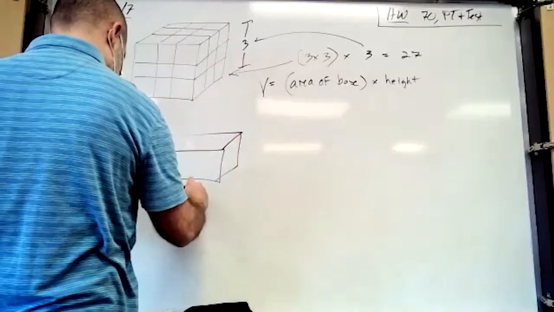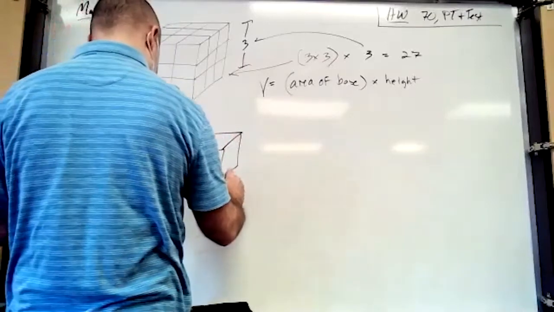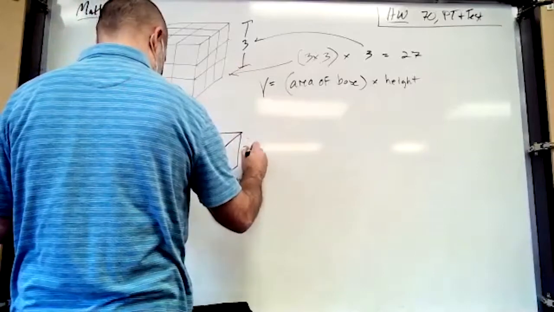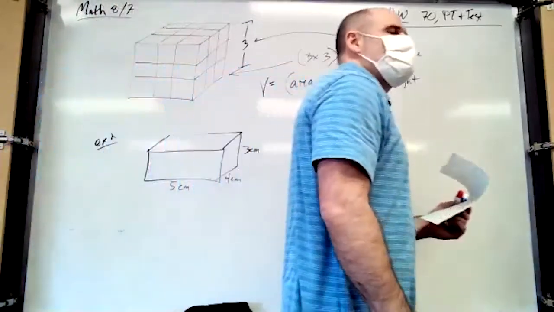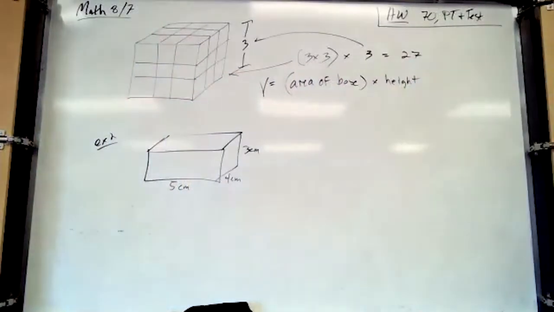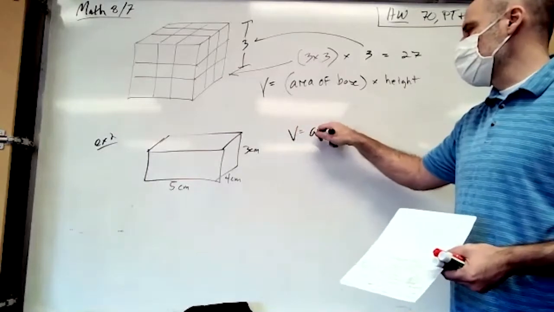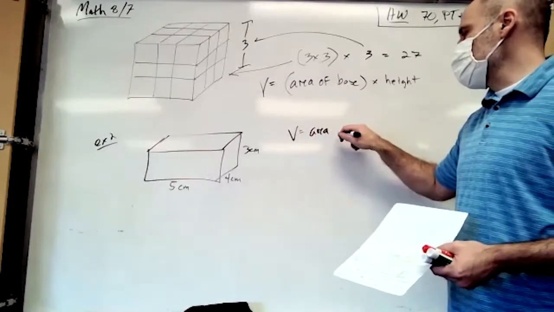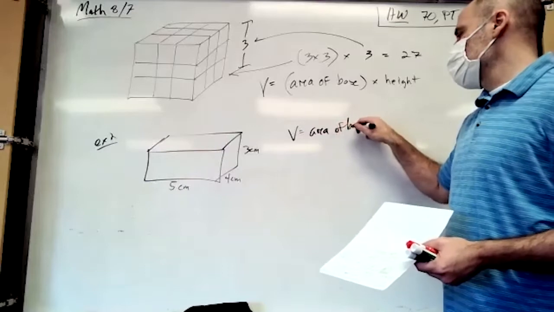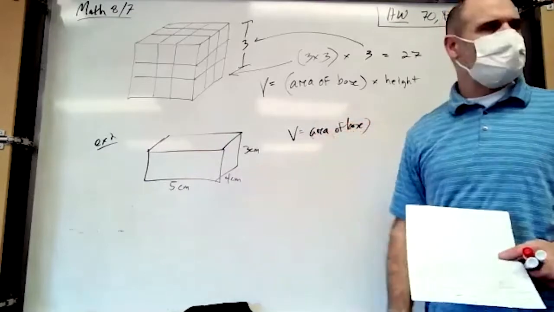So let's say that these are the dimensions of the box. Can you figure out how many cubic centimeters I can fit inside of this box? You got it? You should have it. So what's volume? Volume is area of base times height. What's the base? What's the area of the base? 20, because it's just 5 times 4, right?